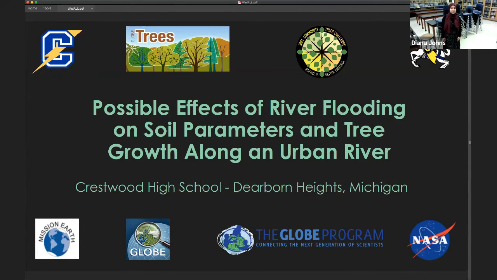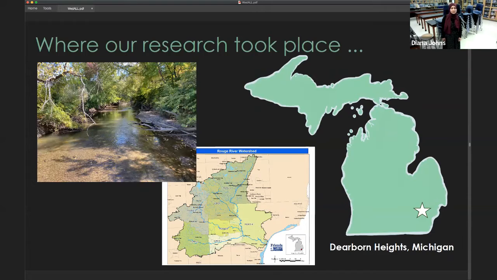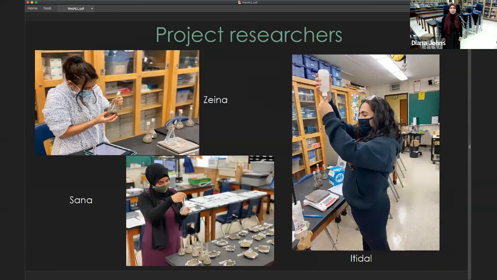We live in Michigan, the Great Lakes state, one of the 50 states that make up the US. Next slide, please. Moving on to who we are, the top left is Zaina, and below is myself, Sana, and lastly to the right is Iridal. Next slide, please.